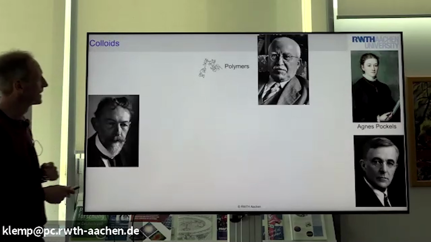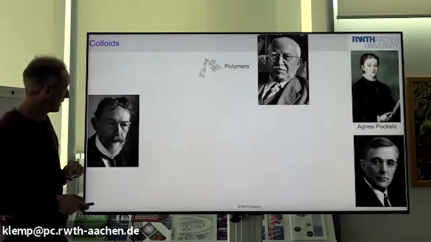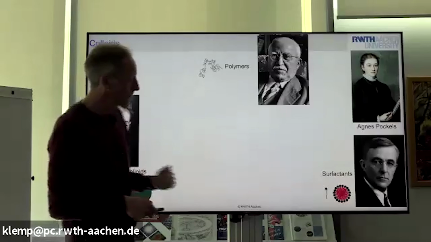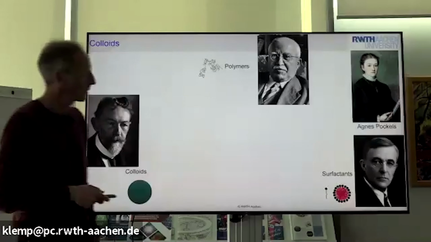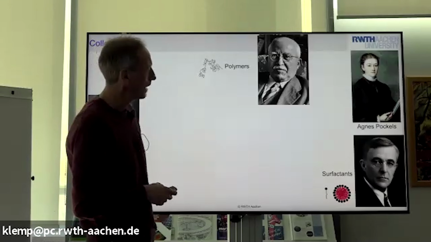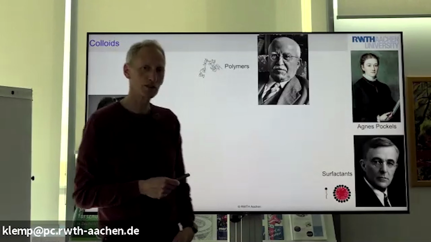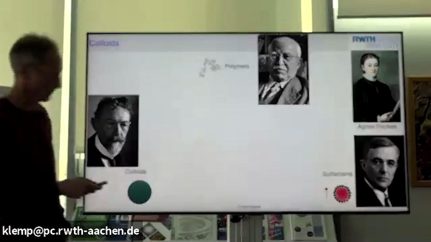Typically it works, okay? So we have Herman Staudinger representing the polymer science. Then this guy is Zsigmondy, who worked on colloids. And you might know this person here, Langmuir, who of course is well known for the Langmuir trough and the interfaces. Well, I put up Agnes Pockels because actually it was her who invented what is now called the Langmuir trough a few years before Irving Langmuir.